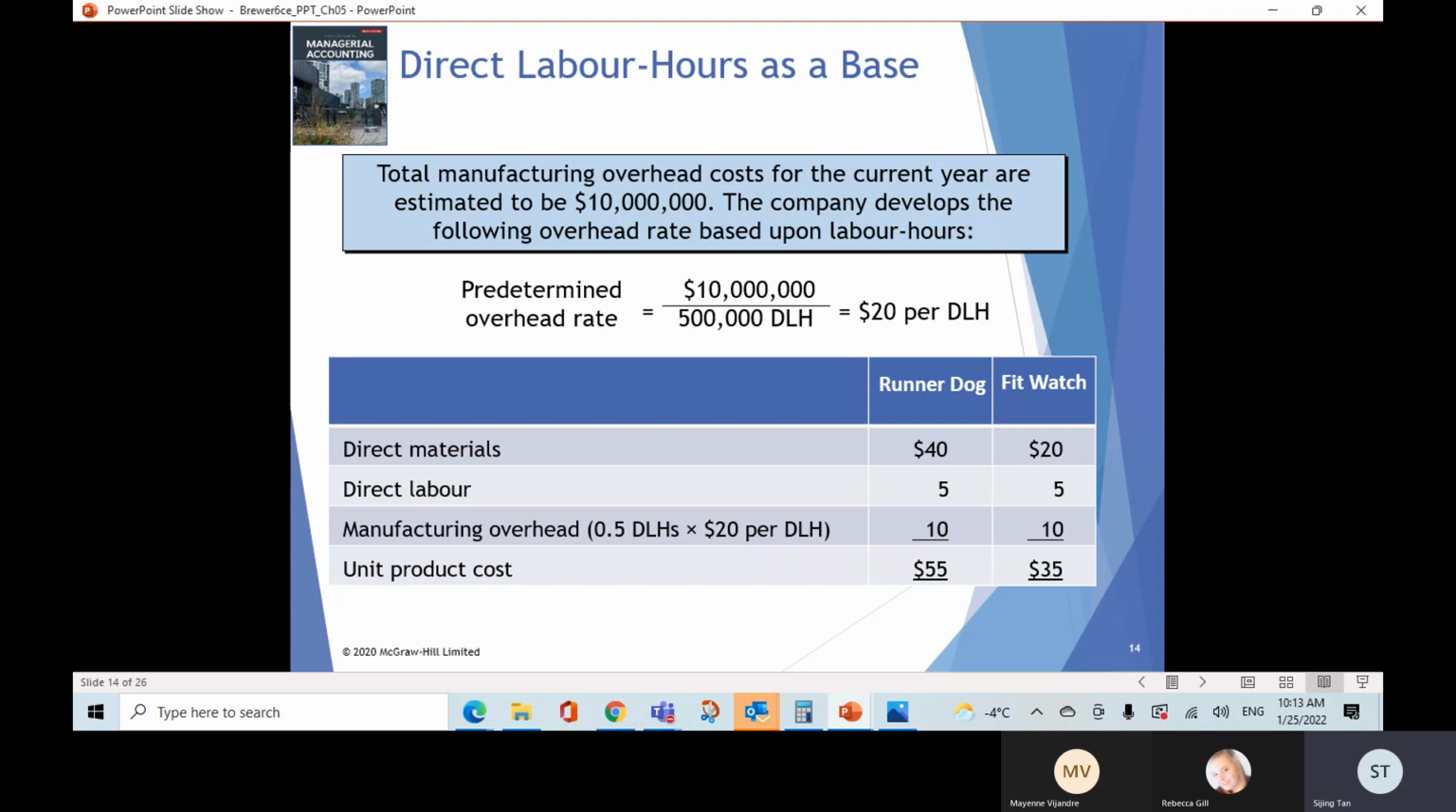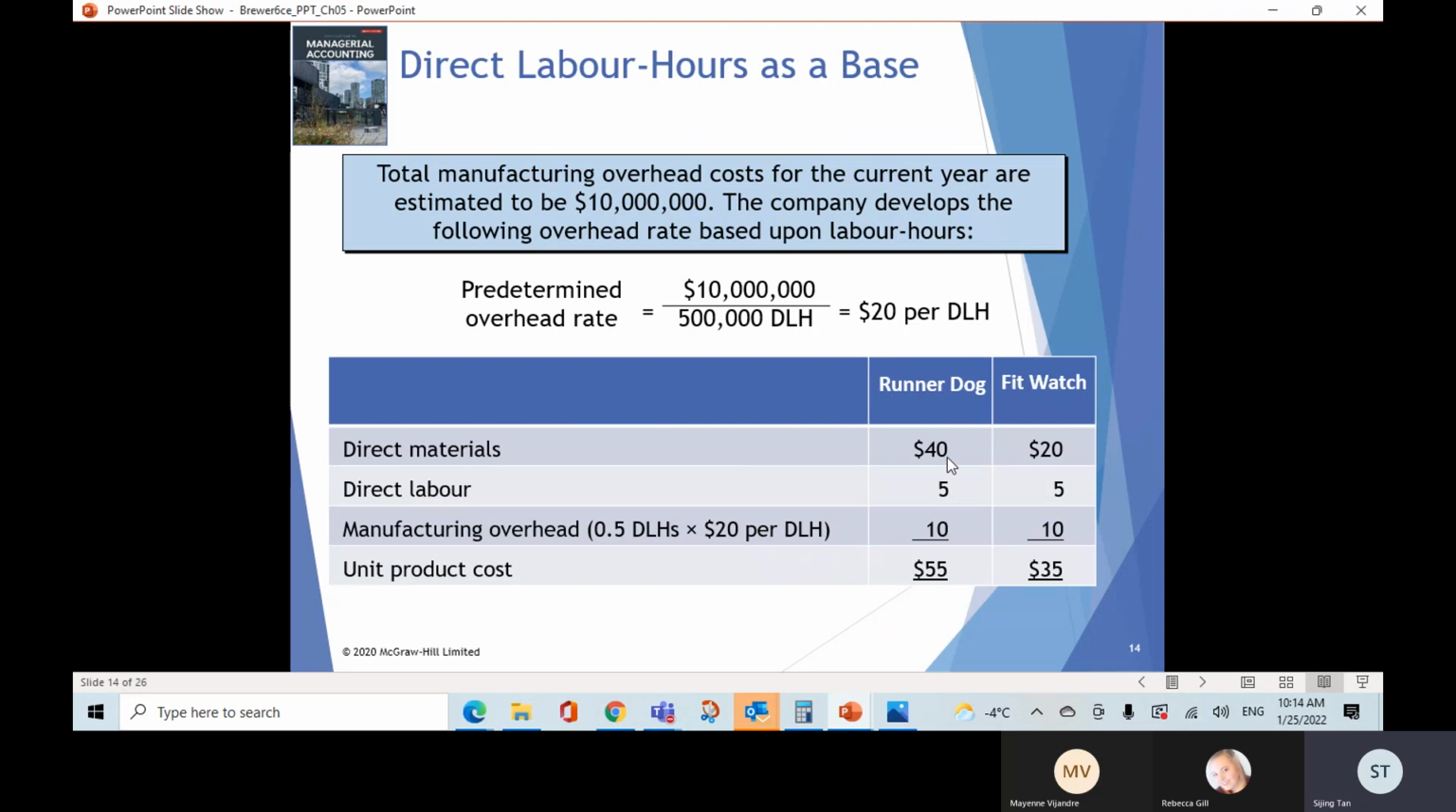Then you need to list it for the two different products, right? So you list your products, runner dog, and then the feet watch, and then you put your direct materials, direct labor, manufacturing overhead, and unit product costs. So that's what I always emphasize in the lecture, because you need to follow the layout. Then that will be easier for you to follow the question, because you have a lot of information in your question and you want to lay out all the information you already know. Okay, so follow the layout.